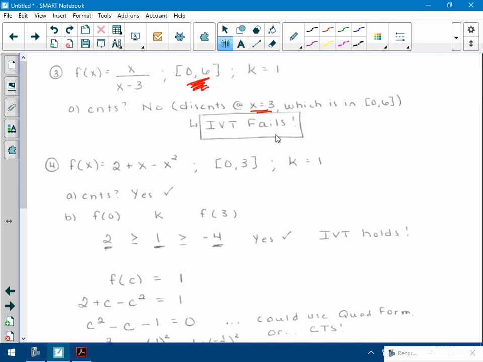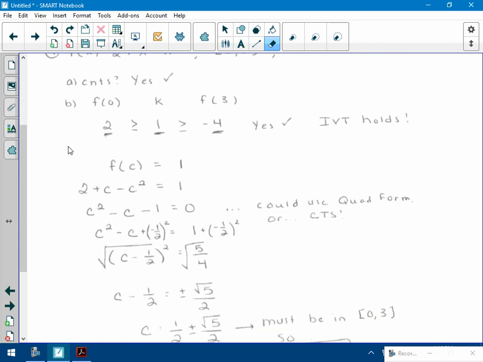intermediate value theorem fails. But as a side note, if I had said, is it continuous on 4, 6? Well, sure, it is, because even though this is a discontinuous function, on this interval, it would be continuous, because the only discontinuity is at 3. Okay, but that's not what I actually asked, so don't let me confuse you.